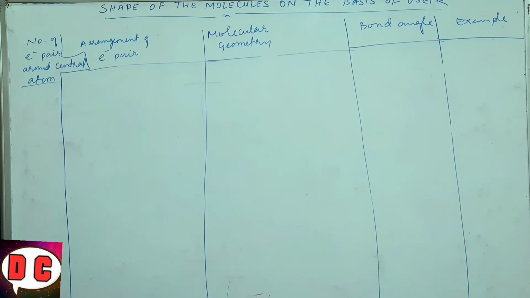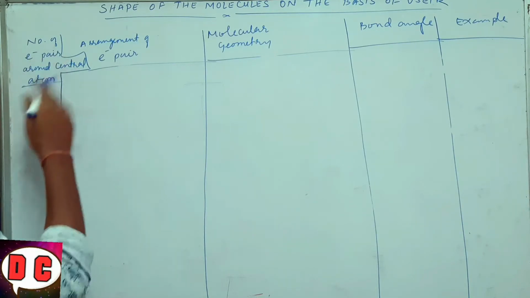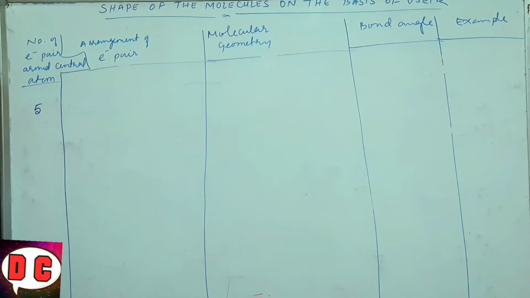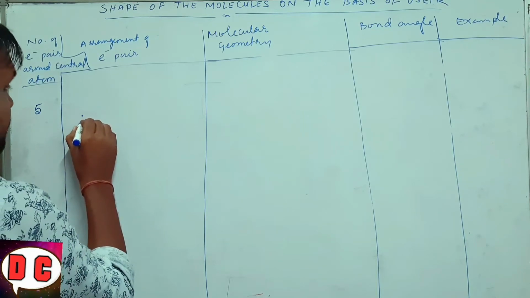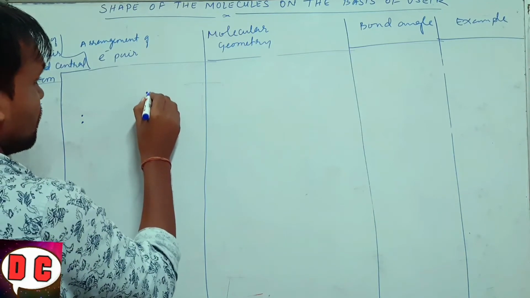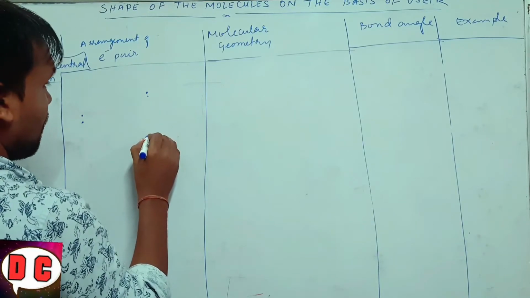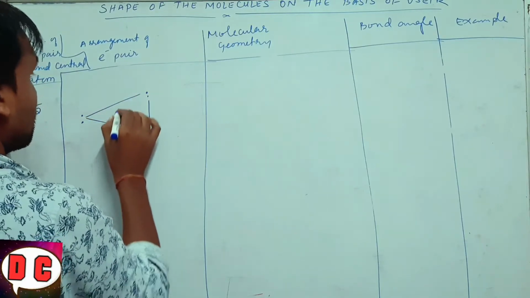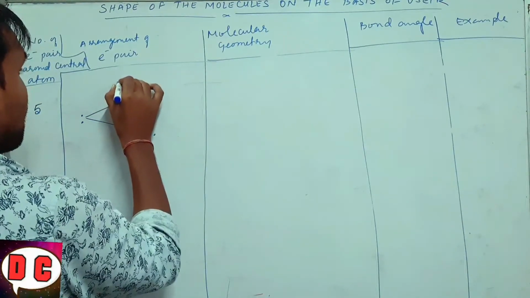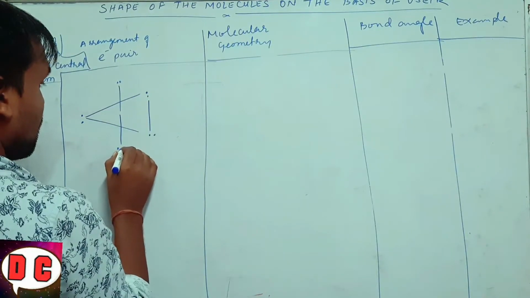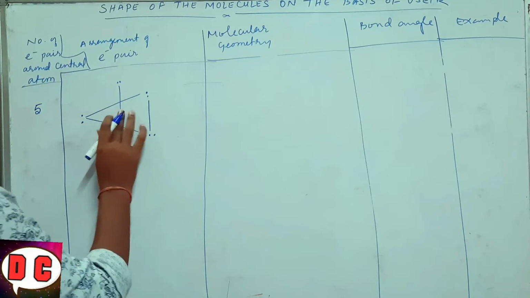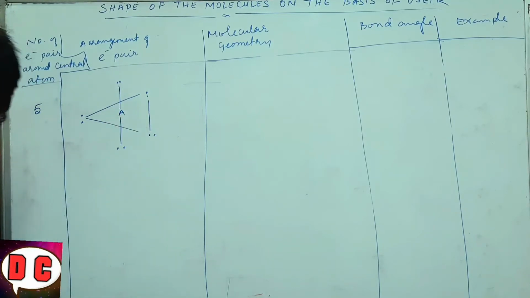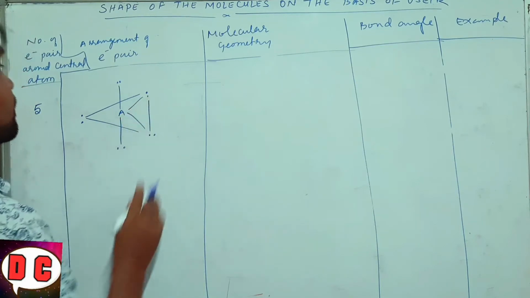Now 5. The number of electron pairs around the central atom is 5. If the number of electron pairs around the central atom is 5, then how will the arrangement be? The arrangement will be in this manner. This is how the electrons will be arranged here.